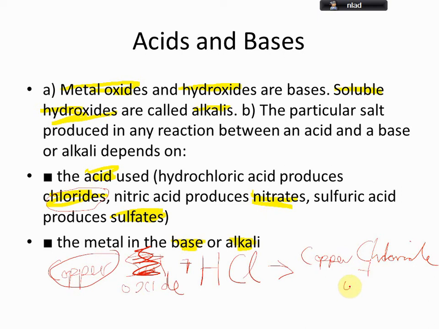Plus water. Okay, so now I messed it up at the start. I'll go for that again. If I had copper oxide plus hydrochloric acid, I'll end up with copper chloride plus water. So the copper part comes from the metal in the base used, or the alkali used, and the chloride part over here comes from the fact I'm using hydrochloric acid. If this was nitric acid, that would be nitrate instead. Okay, right.